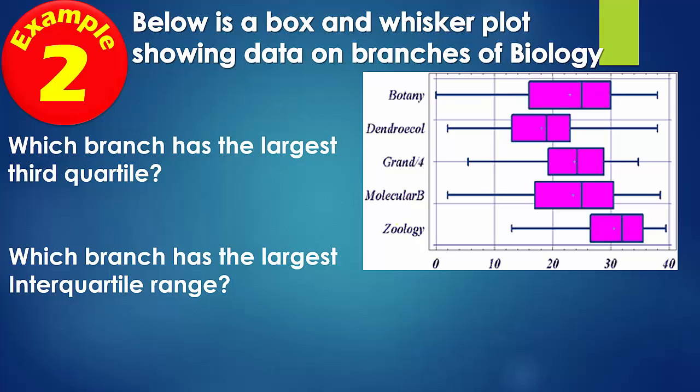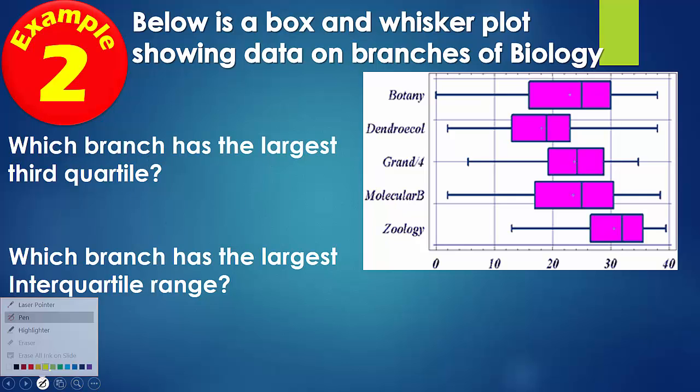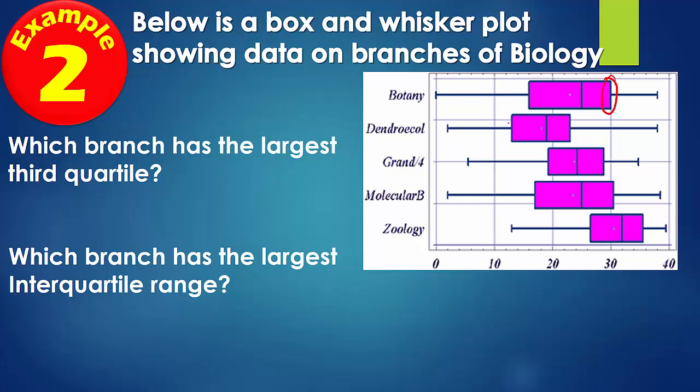Next example. We have data here on branches of biology. We want to know which branch has the largest third quartile. So you've got to be careful with the wording of this. If it says Q3, that would be like, what is the maximum? It would ask, which has the highest Q3 or the highest third quartile. We want to know which has the largest third quartile, which is this whole range in here.